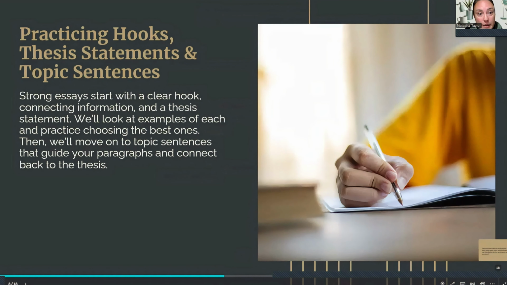So for practicing hooks, thesis statements, and topic sentences, you want to keep in mind that strong essays start with a clear hook, connecting information and a thesis statement for both types of introductions, for the block method and point-by-point method. And what we're going to do is look at some examples of each and practice choosing the best ones. And then we're going to move on into topic sentences that guide your paragraphs.